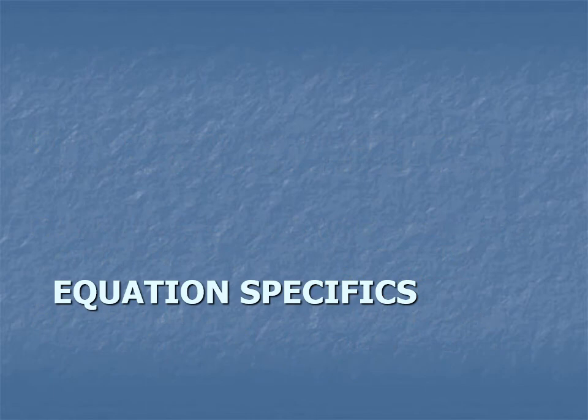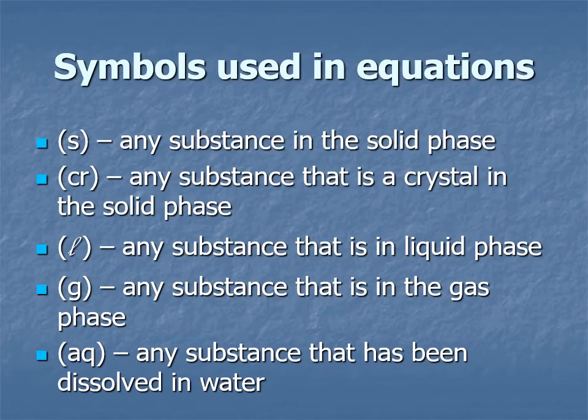Equation specifics. Okay, let's talk a little bit about equations. There are many symbols that are used in equations, very much like in cooking. There are all kinds of abbreviations for teaspoon, tablespoon, cup, pint, ounce, things like that. And so with equations, we have our own symbols in chemistry. Well, it's in science. I mean, chemistry uses it, but it's really all of science.